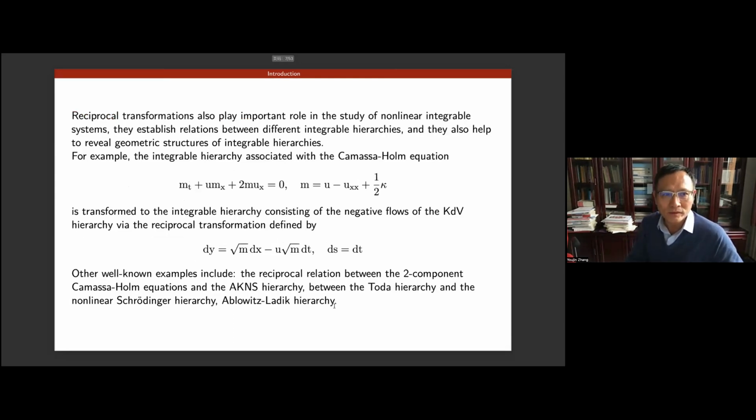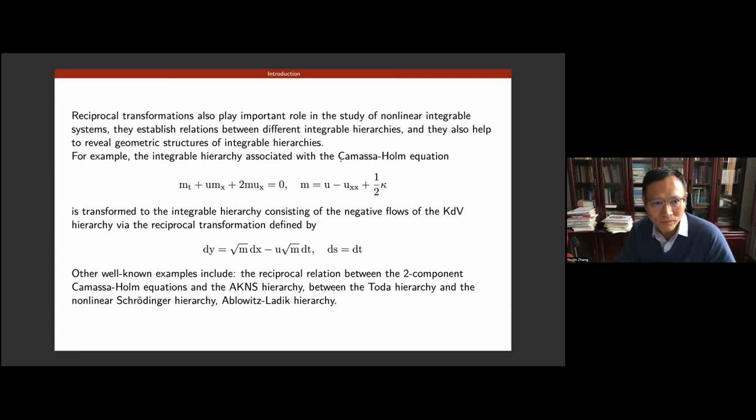So the reciprocal transformations that we are interested in appear in the study of nonlinear integrable hierarchies. This kind of reciprocal transformation usually helps us to establish relations between different integrable hierarchies, and sometimes they can reveal some geometric structure behind a certain kind of integrable hierarchies.